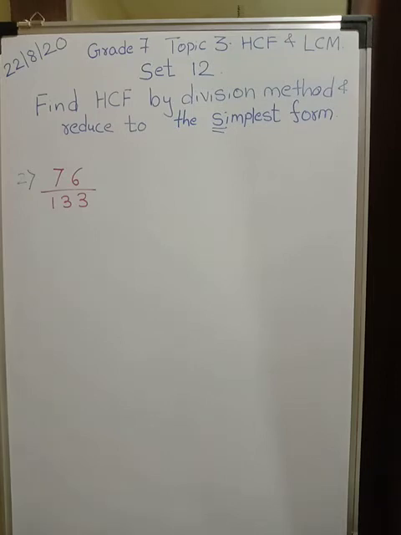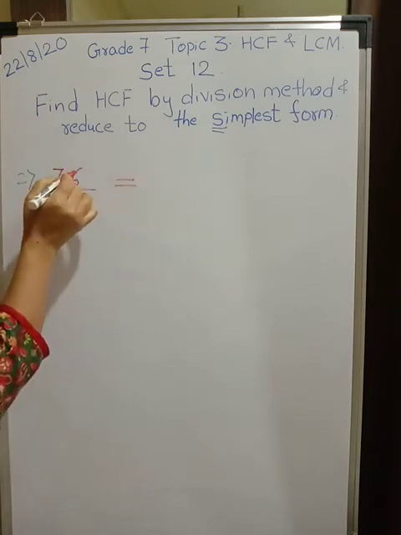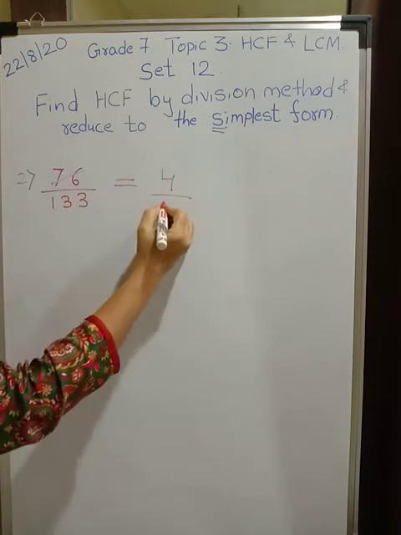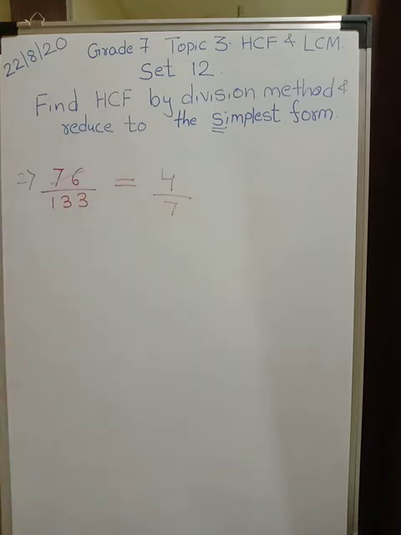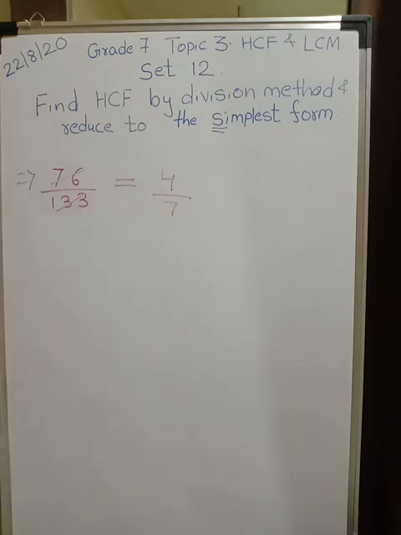This is your second problem. Now it's very easy. In 19's table, you should be good in your table, students. We know that 19 fours are and you have 19 sevens are. So your reduced form is what? Reduced form is 4 upon 7. Now let us go for finding out HCF.